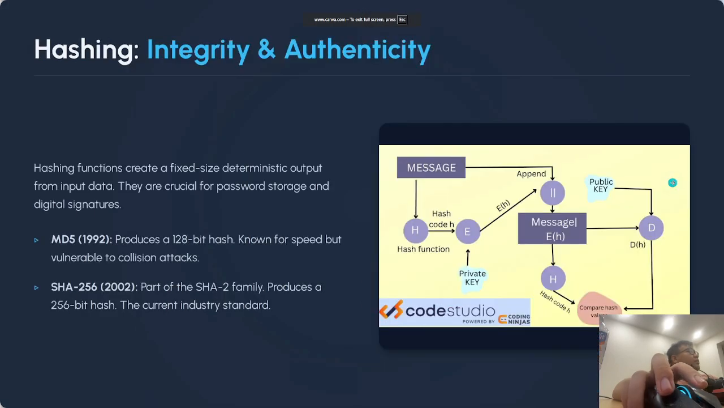Let's start with hashing. Hash functions take input data and produce a fixed-size string of characters. They are deterministic, meaning the same input always yields the same output. We compare MD5, a legacy algorithm from 1992, known for its speed, against SHA-256, the modern standard published by NIST. While MD5 produces a 128-bit hash, SHA-256 produces a more complex 256-bit hash.